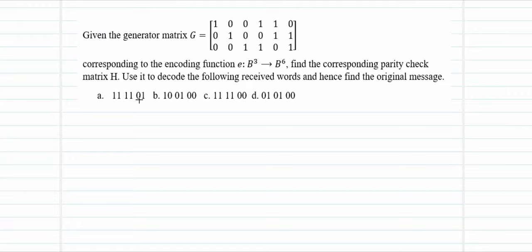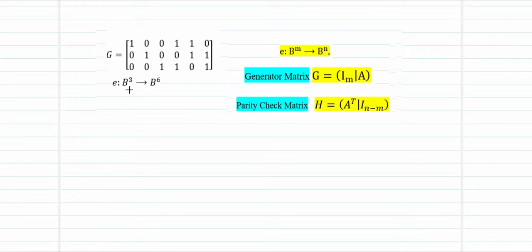So we have been given 4 subdivisions, 1, 2, 3, 4, which we are going to work on. G has been given, E has been given. E is going to be from B^m to B^n. So from here, your M is equal to 3, your N is equal to 6. So N minus M is going to be 6 minus 3, which is going to be 3.